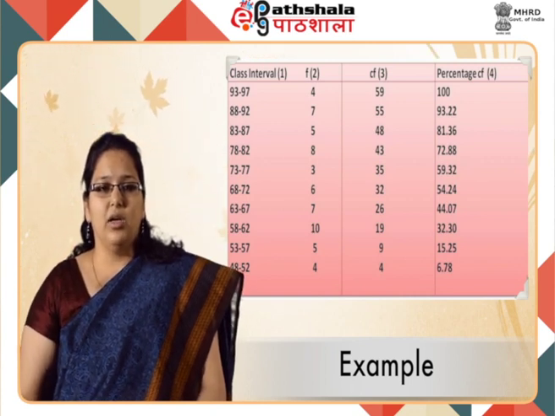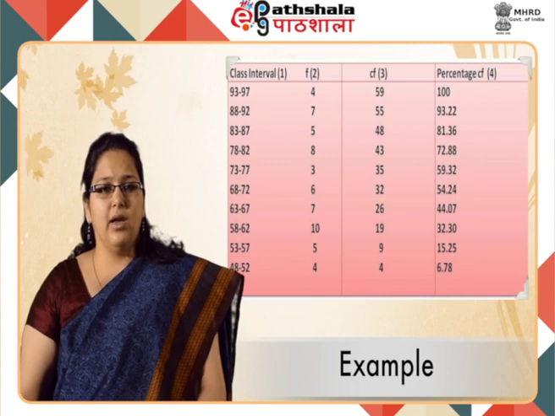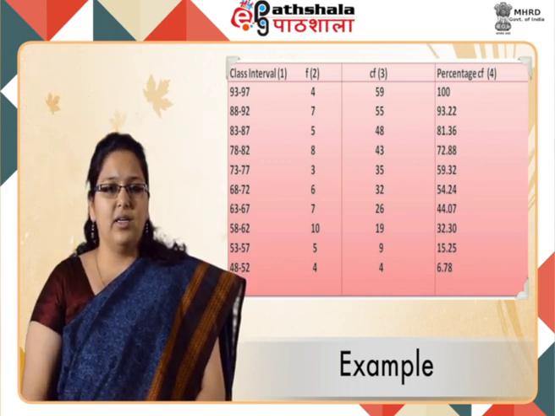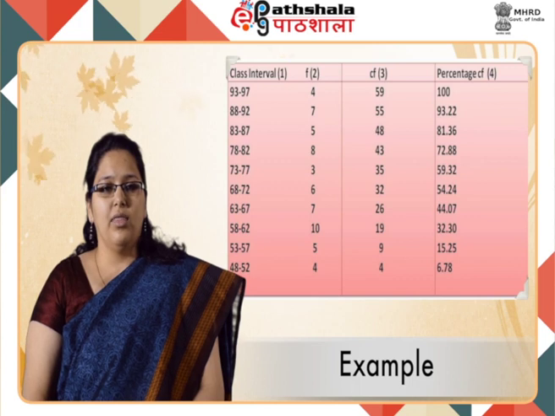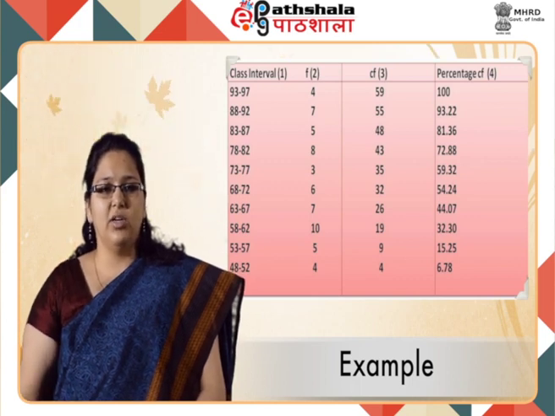Applying the formula of PR for score 66, PR is equal to 100 by n into (CF plus x into f divided by I), we get PR of score 66 as 40.50. Thus, percentile rank of score 66 is 40.5.